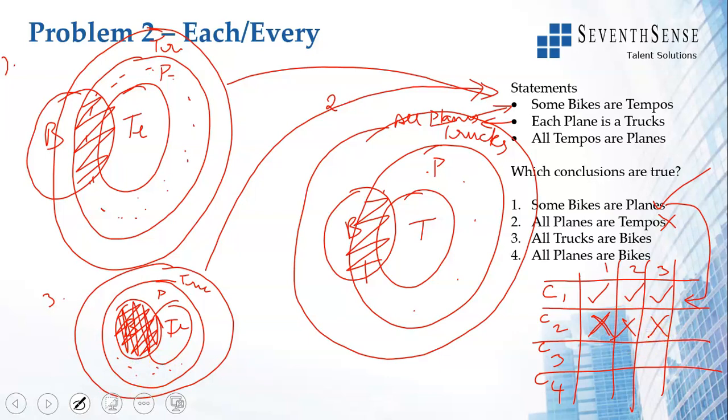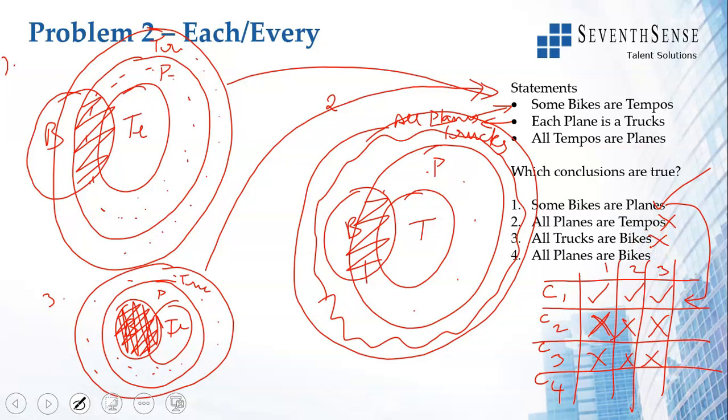This is false. All trucks are bikes. Of course not. How can you say that? Here, see, these trucks are not bikes. If you see, these trucks are not bikes. So I can't say that. Even here, these trucks are not bikes. It is not possible. Conclusion 3 is also false.